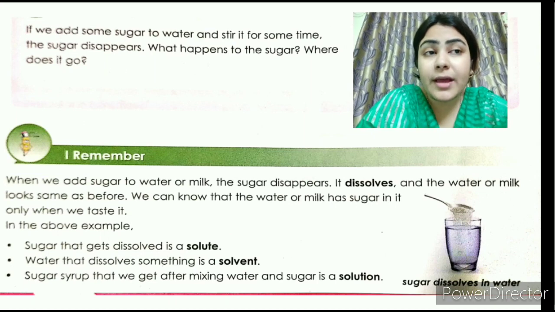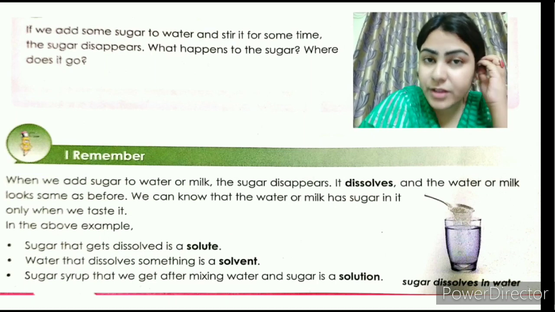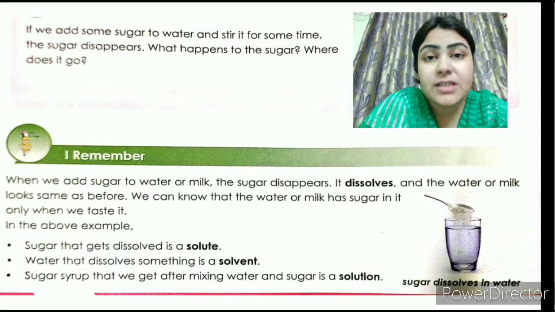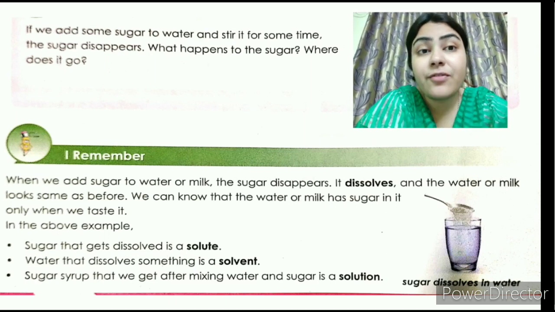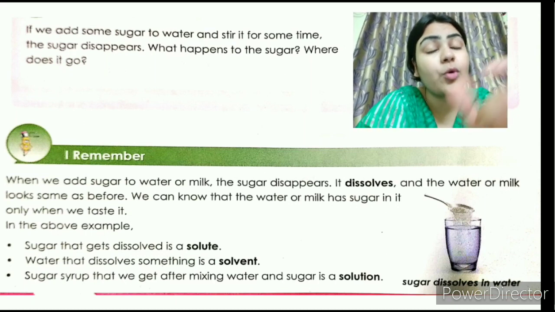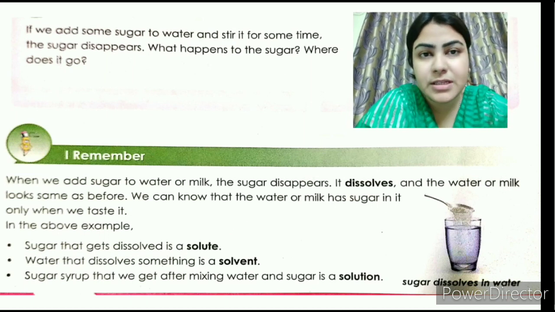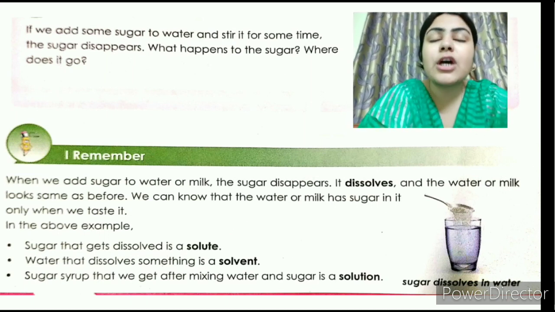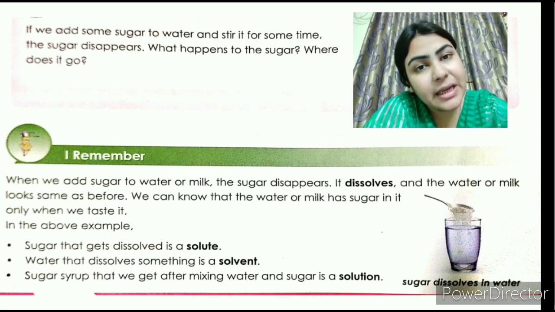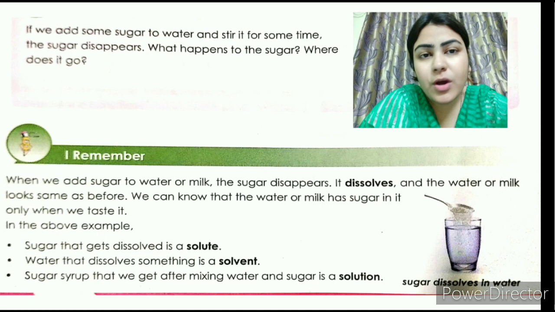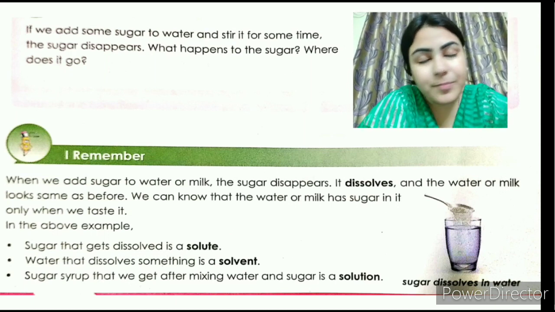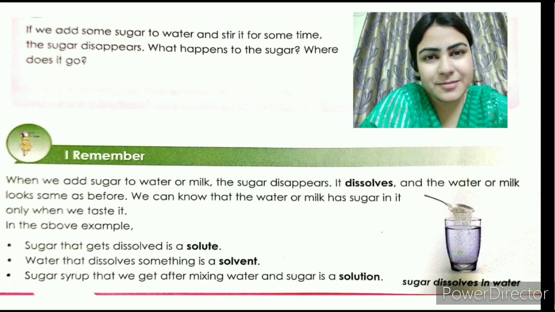Okay, so I had already discussed some keywords with you in our last class, that is solute, solvent, soluble, solubility, floats, sinks. So now I'm going to show you a few experiments, where we will get to know what these terms actually mean. Okay, children, are you all ready for the experiment? Now let's start with our experiment.